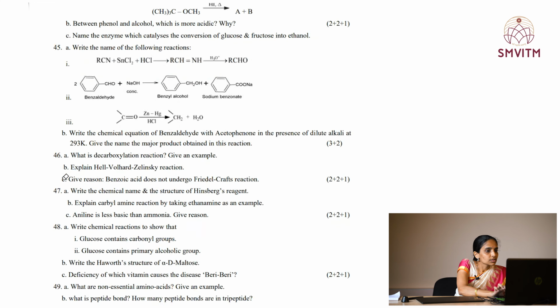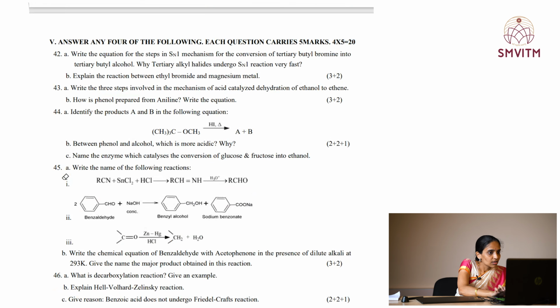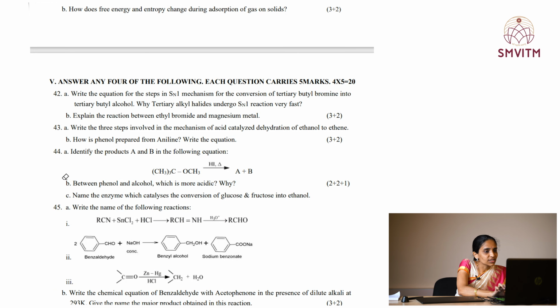So which question number is kept for a particular chapter? Let us see. The first question, that is question number 42. This is for the haloalkanes and haloarenes unit.